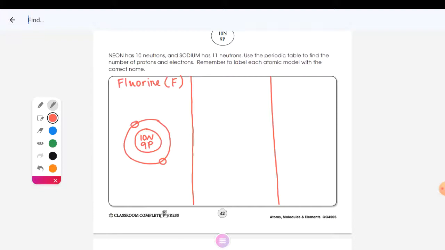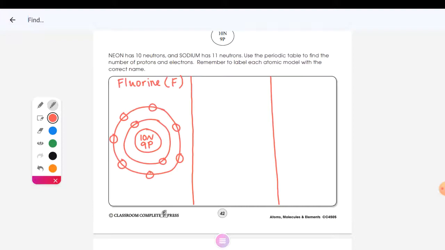I have 2 in the first ring, so I have to draw a second ring. How many do I need in that ring? Brady? 7. Go ahead and put 7 around there. 1, 2, 3, 4, 5, 6, 7. Okay, so we have an element that has 10 neutrons, 9 protons, and 9 electrons. Let's go ahead and go to the second one.